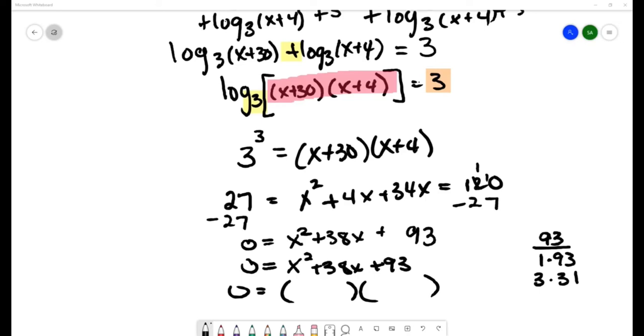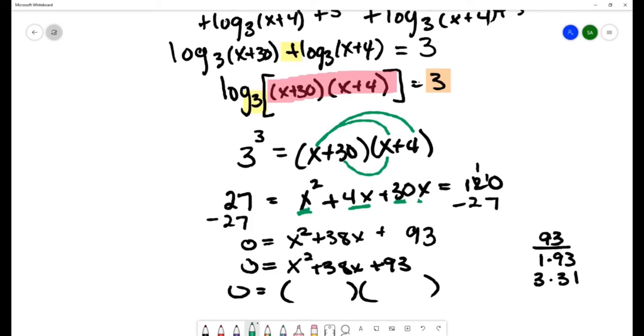Okay, so I've just had some help catching a mistake. You'll notice that when I did this multiplication, I did x times x, which is x squared. I did x times 4, which is 4x. Then I started to get a little bit ahead of myself in my brain. 30 times x should be 30x. Instead, I wrote 34, so I was thinking ahead about combining like terms. So this should be a 30x.